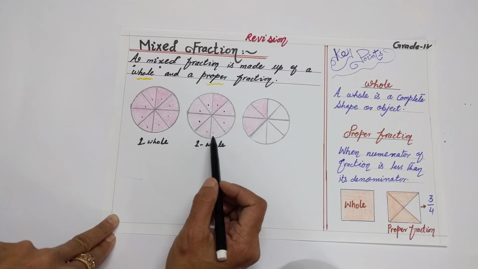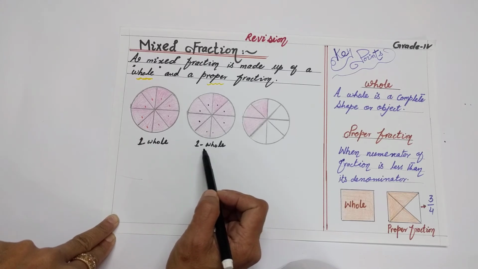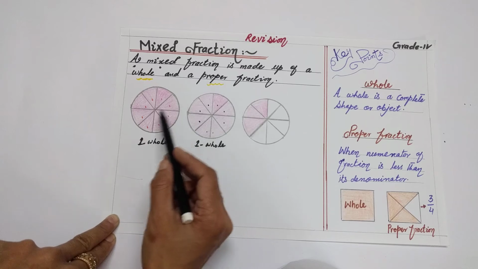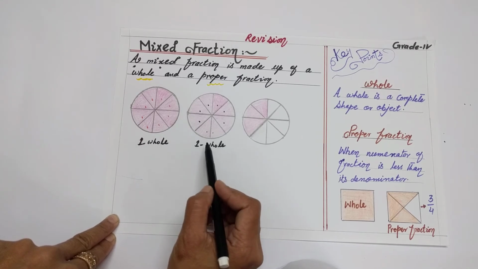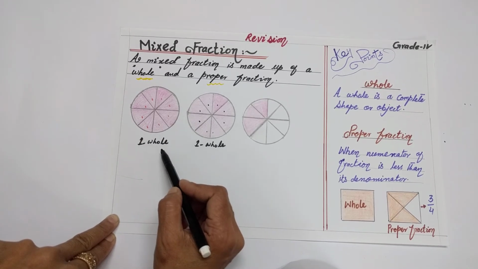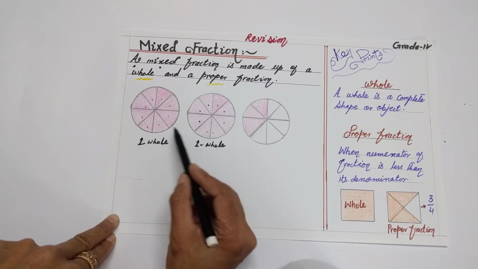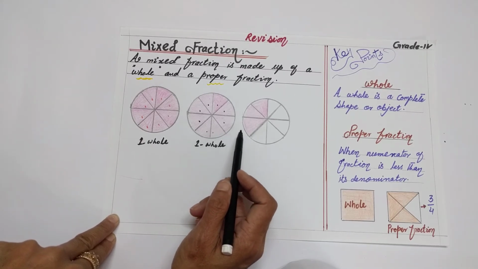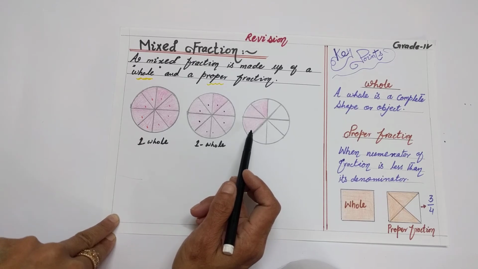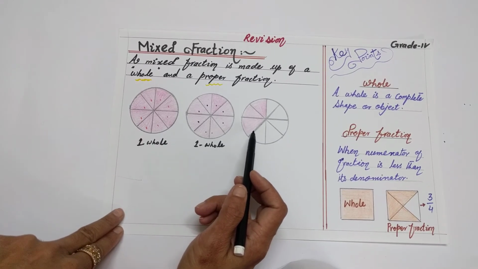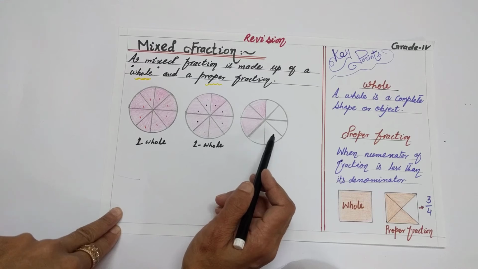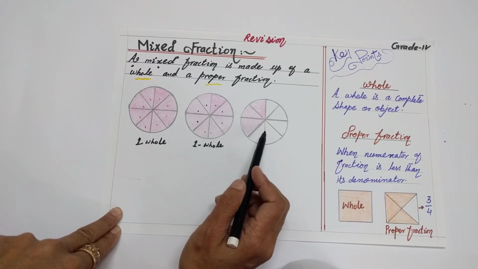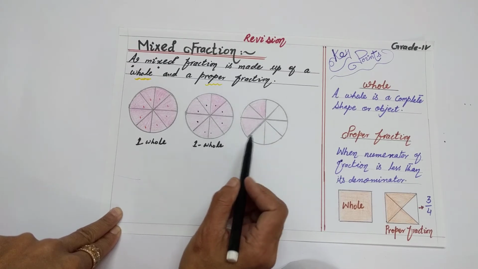Shaded parts represent the numerator, and I am using all the shaded parts. That's why this is called whole. This is also called whole. Now after using 2 wholes, 2 pizzas, I want some more pieces of the pizza. That's why I will again use one more same pizza and I will cut it down into 8 equal parts.